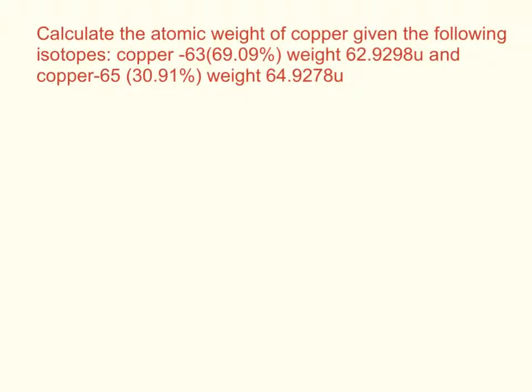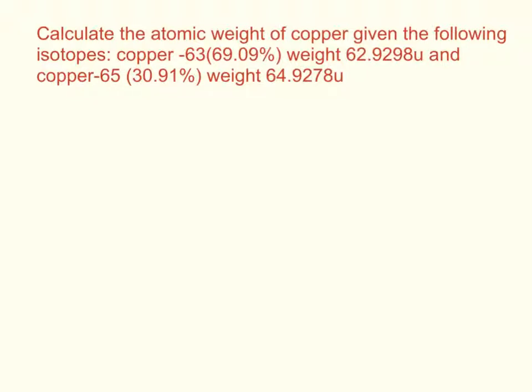So this is a question from our chemistry textbook, and it's on page 68, question 2.40. And the question is essentially asking, calculate the atomic weight of copper given the following isotopes. Copper 63 at 69.09% with a weight of almost 63 atomic mass units, and copper 65 at 30.91% with a weight of almost 65 atomic mass units.